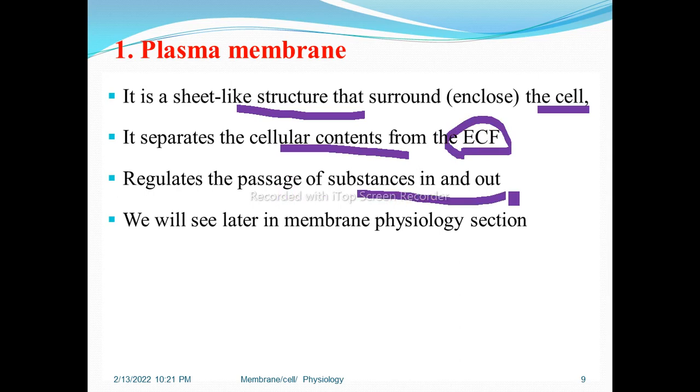It serves as a gatekeeper that regulates the passage of substances in and out of the cell. Another function of the cell membrane is that it is used as a sensory device that permits the cell to recognize and be recognized by other cells, and also for cell-to-cell attachment and communication. The plasma membrane is also divided, and we will see that later.